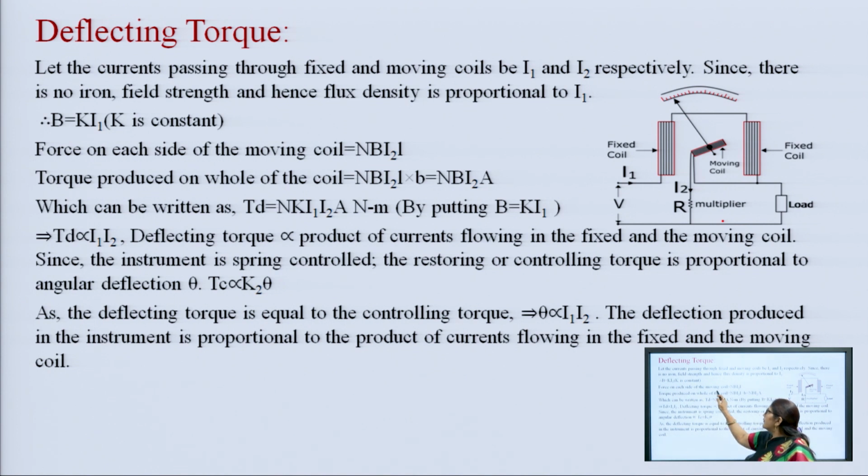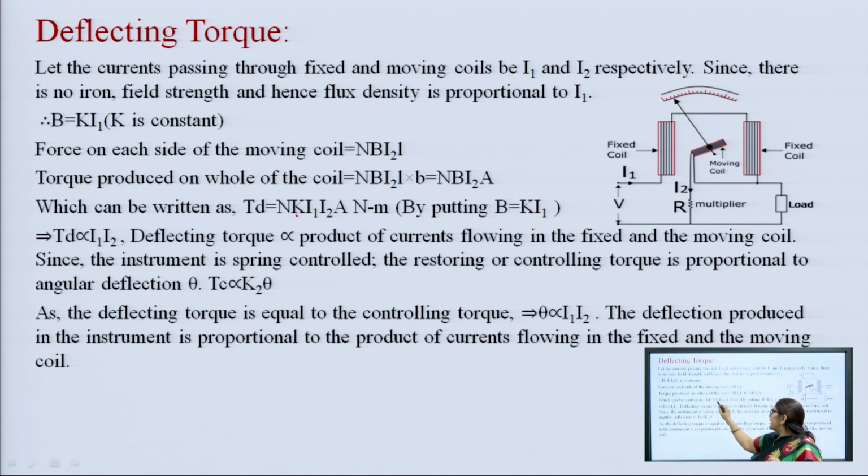Now, the force on each side of the moving coil is NB I2 into L, as we have already studied in moving coil instruments. Second is the torque produced on the whole of the coil, where L is the length of the coil and I2 is the current in the moving coil. So, it is NB I2 L, and this force acts on both sides of the moving coil. The coil width is b, so it is NB I2 A, where A is the cross sectional area of the coil. Now, the deflecting torque TD we can write as NK I1 I2 into A.